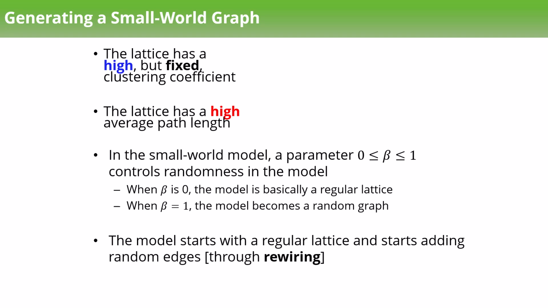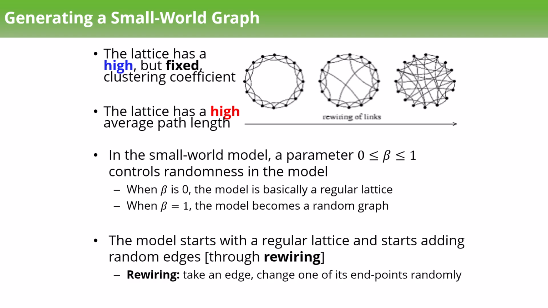So we introduce the concept of randomness. The small world model uses a parameter, here it is beta, to control how randomness is introduced. When beta is equal to 0, there is no randomness, so the network remains a regular lattice. As beta increases, more edges are rewired. When the randomness becomes very high, the network approaches a random graph. This is the rewiring concept.